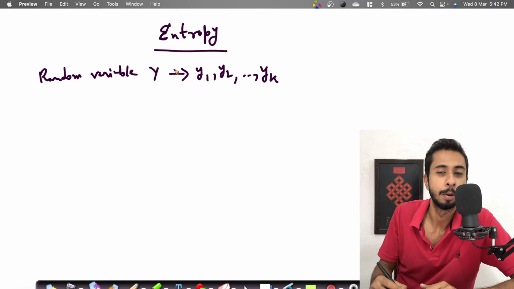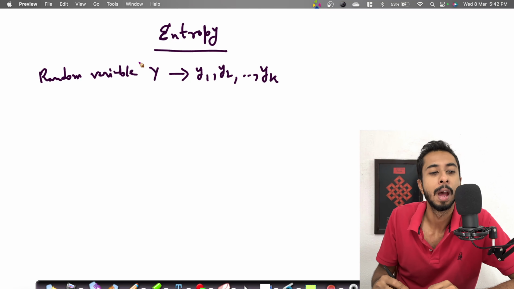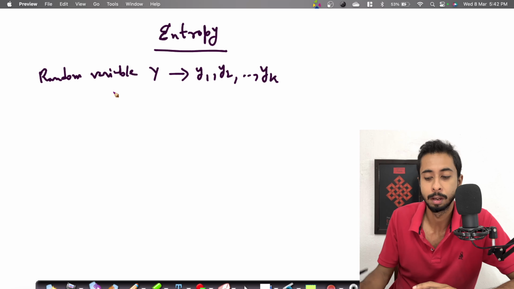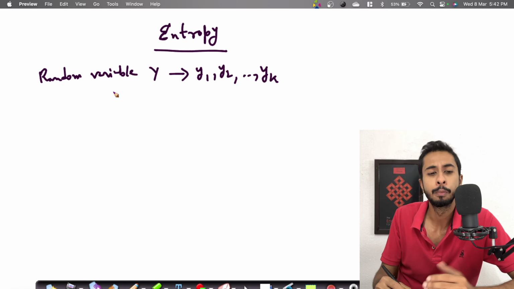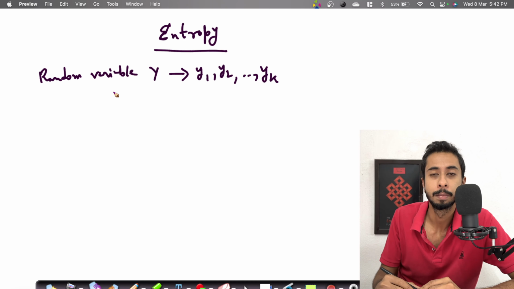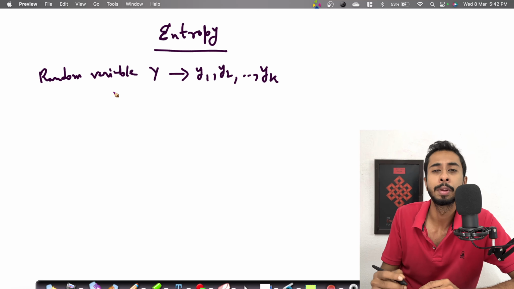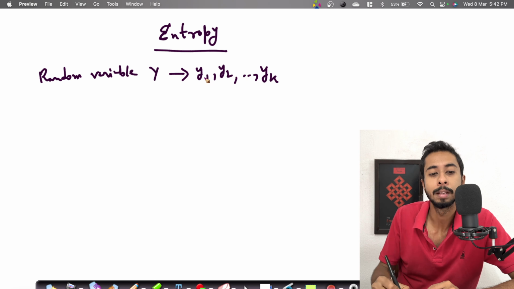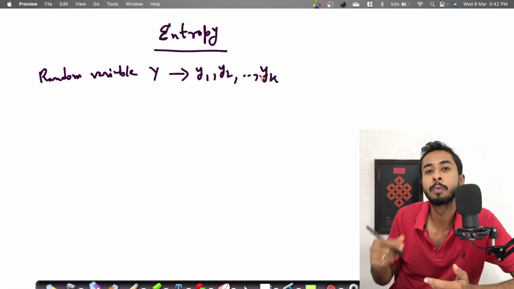So what is entropy? Let's say we have a random variable y. Let's say this y is a class variable, or the target variable. So y can take any values, right? Let's say we have a k-class classification, a multi-class classification problem. So we can have k different classes, right? So let's say y has these values y1, y2 up to yk.